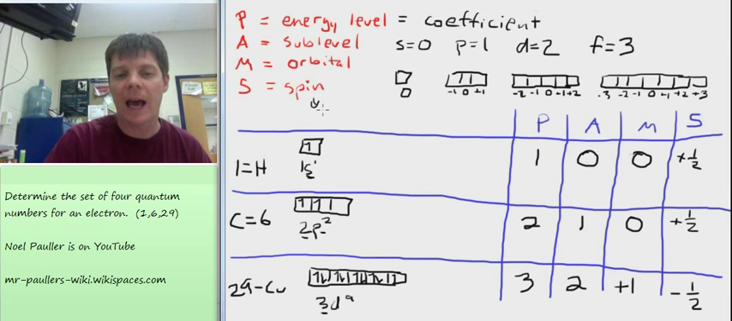So this has been a look at how to determine quantum numbers for electrons. The final note is, don't forget the spin. Up arrows are +1/2, down arrows are -1/2.